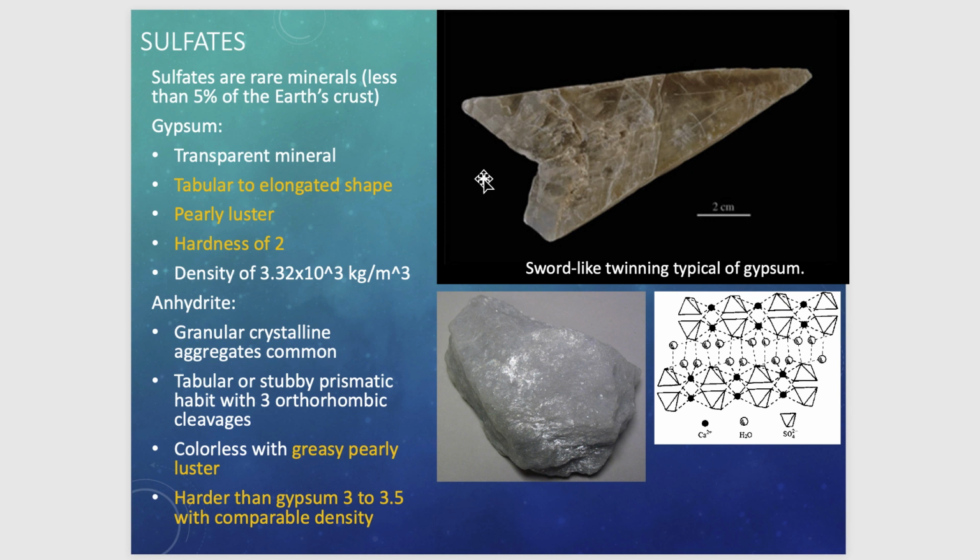I forgot to mention that in this case you can see a plane of symmetry going through the gypsum, and you form a classical sword-like twinning, which is quite typical of gypsum, and similarly to what we saw for quartz with the Japanese twins, you can use that as a diagnostic feature for the recognition of gypsum. Anhydrite is also a little bit more greasy, if you want, and if the anhydrite has a proper habit, it will be more tabular or stubby, with prisms forming with the 3 classical orthorhombic cleavages.